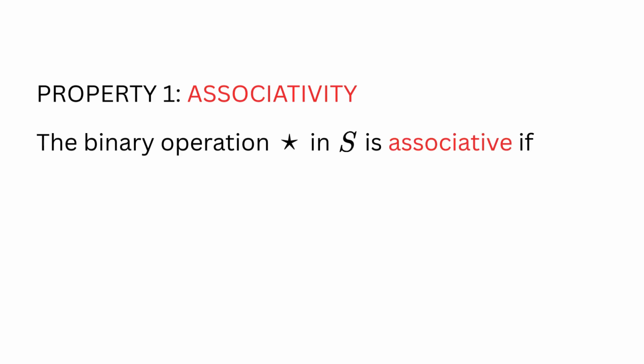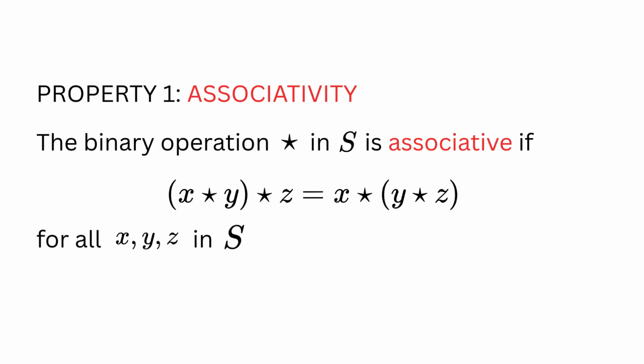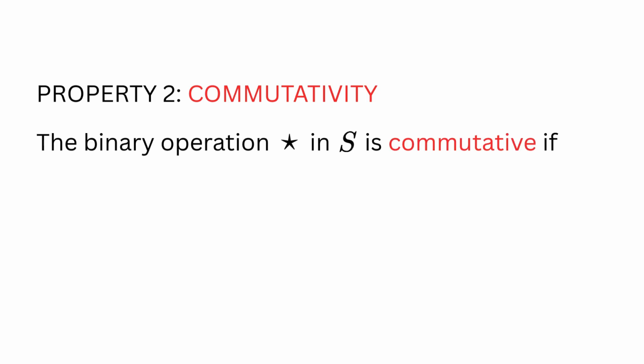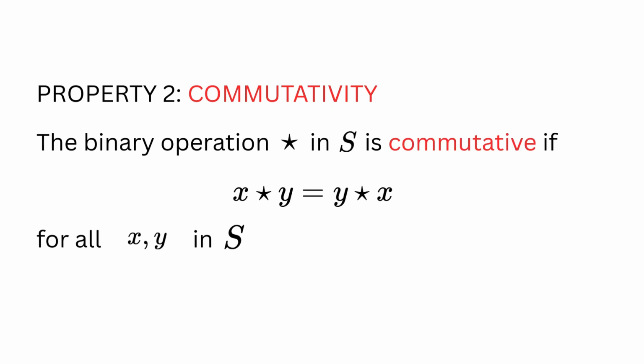Property 1. We say that the binary operation in S is associative if the result of the composition of 3 elements is the same independently of left to right or right to left computation. Property 2. We say that a binary operation in S is commutative if the result of the composition of 2 elements is the same independently of the order of the 2 elements.